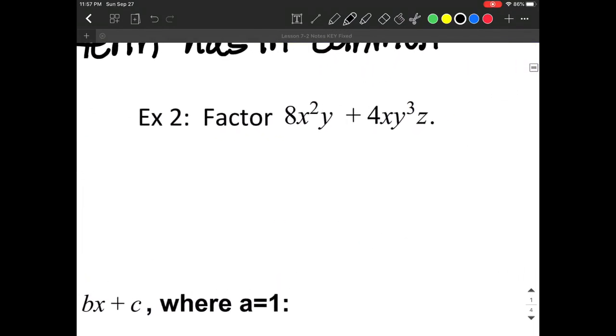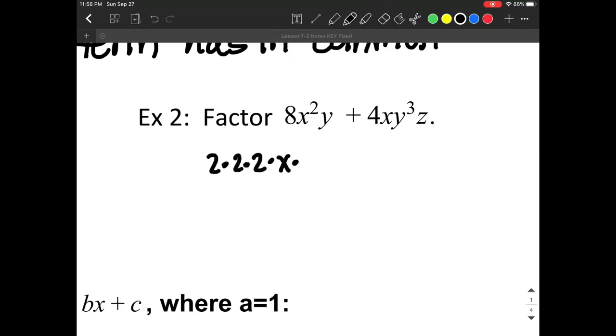For the second example, I have 8x squared y and 4xy cubed z. I'm going to break them down into their smallest factors. So I'm looking at the 8 first. I'm looking at the numbers in the front first. 8 breaks down into 4 times 2. So on the side, I'm going to write this. It breaks down into 4 times 2, and 4 breaks down into 2 times 2. So I know that I can break 8 down into 2 times 2 times 2. That's its smallest factors that it breaks down into.